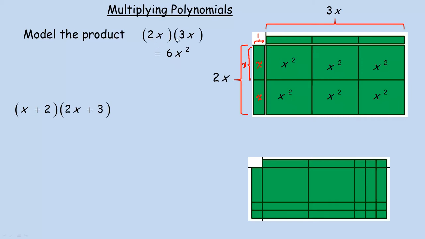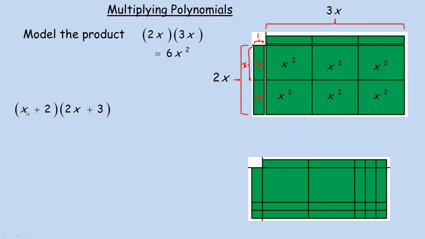Algebraically, what we do is we go 2 times 3 is 6, and x times another x is x squared, because x squared means 2 x's multiplied. So when I multiply 2x by 3x, I get 6x squared. That is the area of this Algebra Tiles diagram. Now, one more I'm going to do.